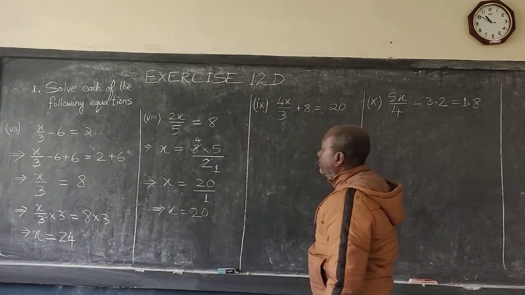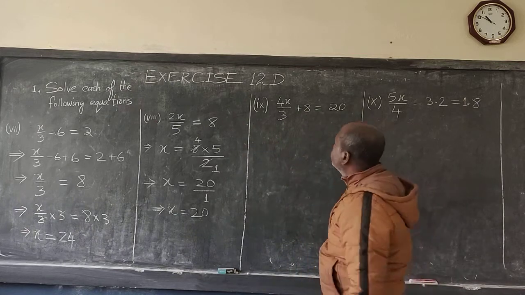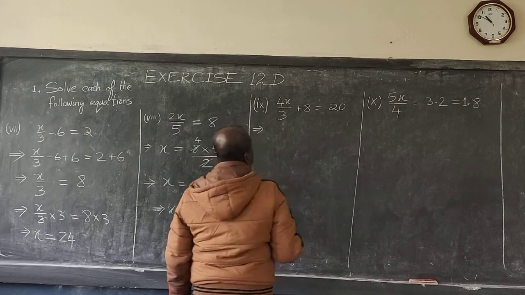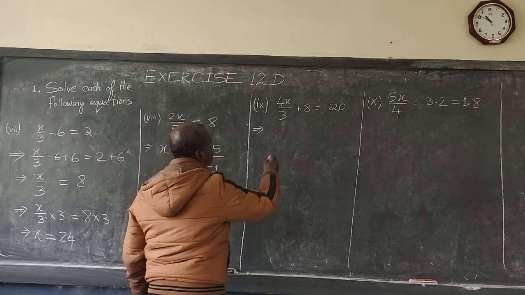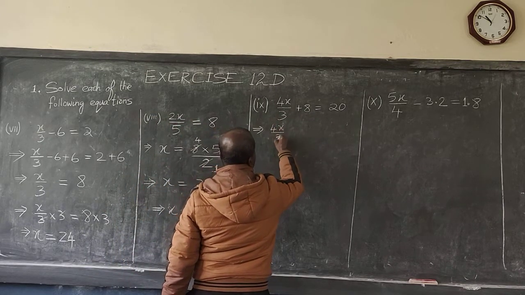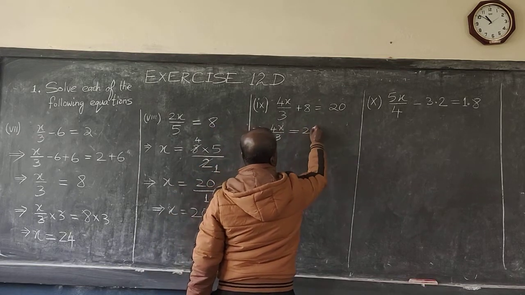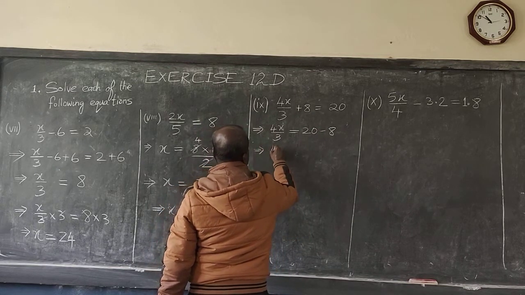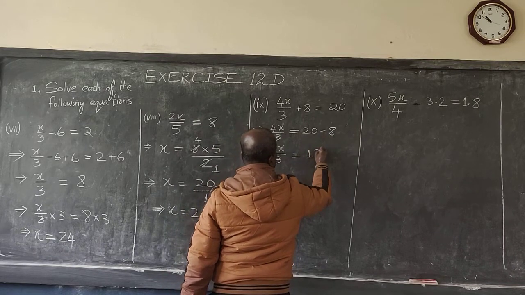Coming to the second last sum of this number 1 question. Let us now use shifting method only. So we will start with plus 8. 4x by 3 will be as it is. So plus 8 will go on the other side and become minus 8. So 4x by 3 remains same only. So 20 minus 8 is 12.